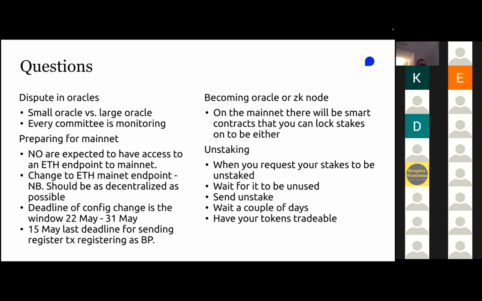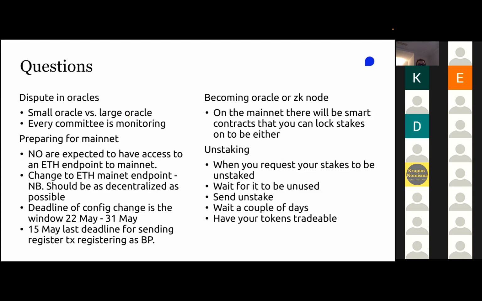Now, there have also been some discussions about preparing for mainnet. We will, of course, get back to this. This is a very important thing. You, as a node operator, are expected to have a regular Ethereum endpoint to the mainnet. Please make sure that it is not all the same endpoint, because otherwise this network won't be as decentralized. The configuration change needs to happen from May 22nd onward, up to mainnet launch.